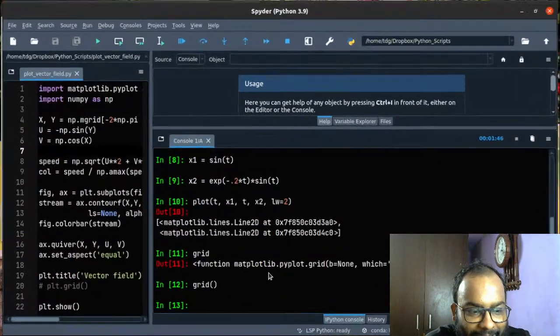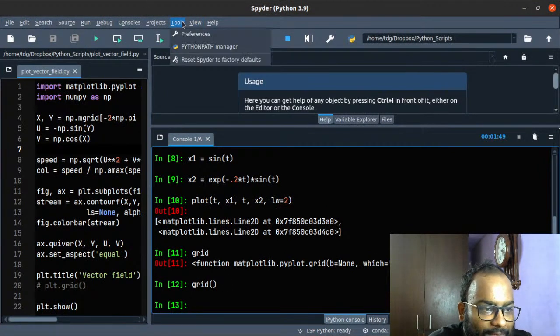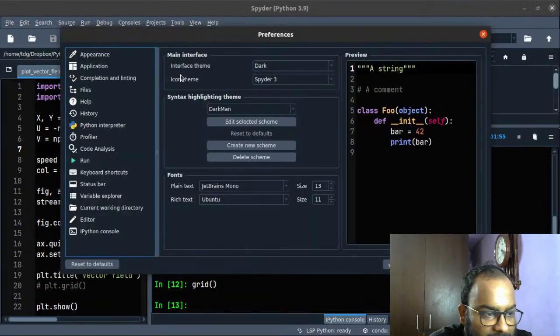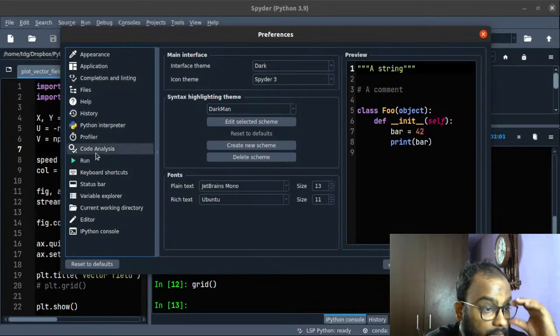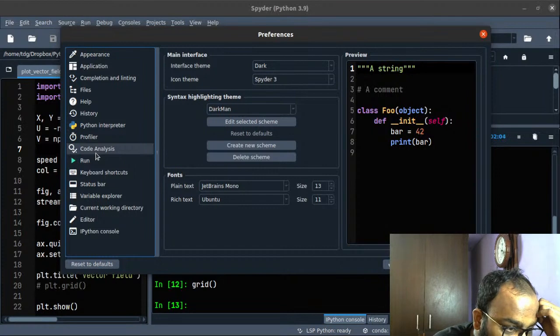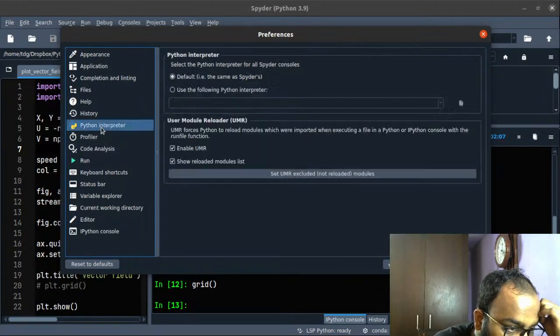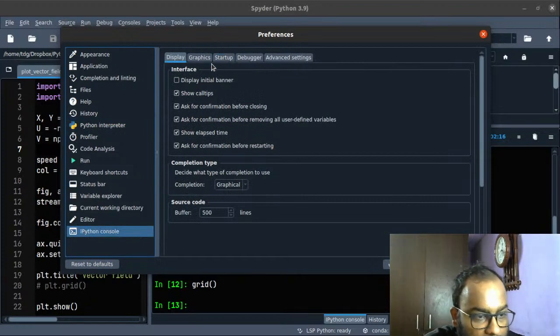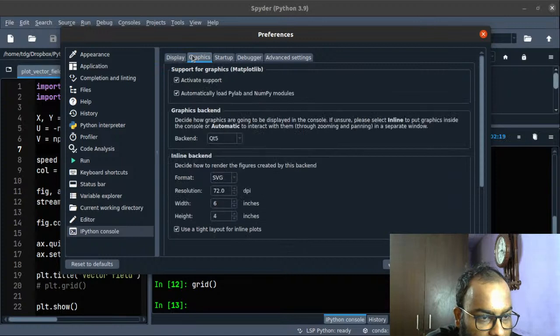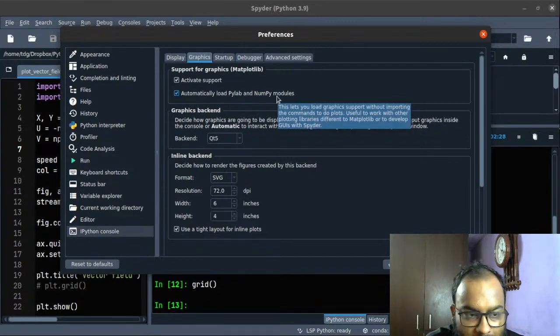Okay, someone is saying why no numpy? What happens is that in Spyder you have a setting. That's a very good question. Those who are using programming here, learn a bit of Python. If you go to settings, then the IPython console, in the graphics settings, I say automatically load PyLab and NumPy modules.